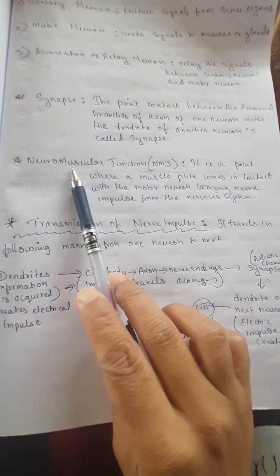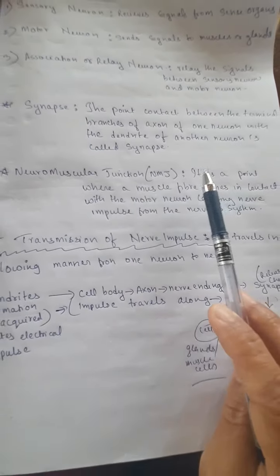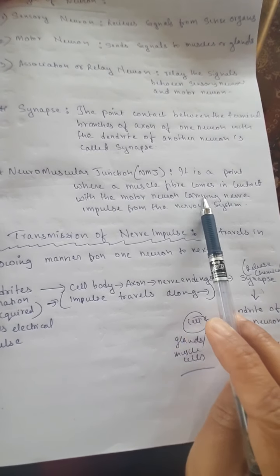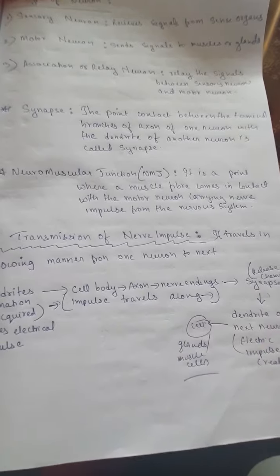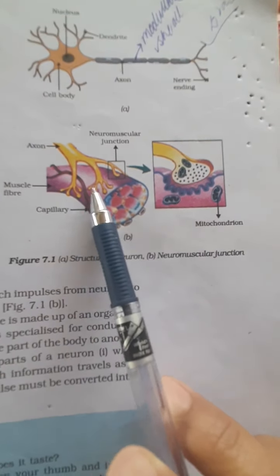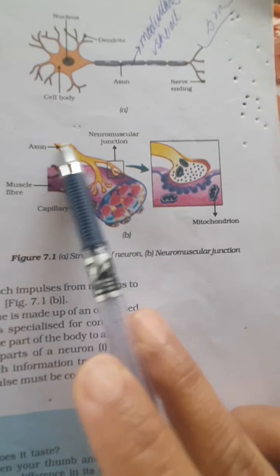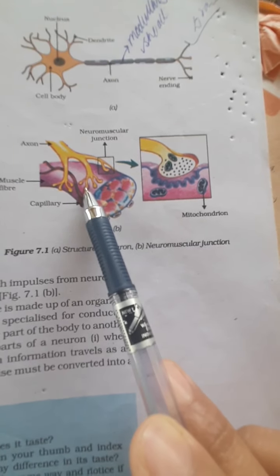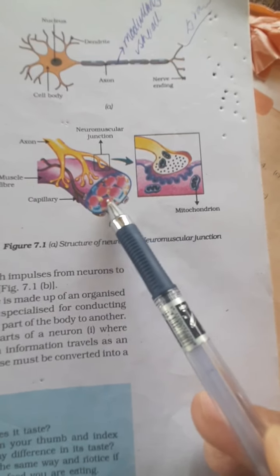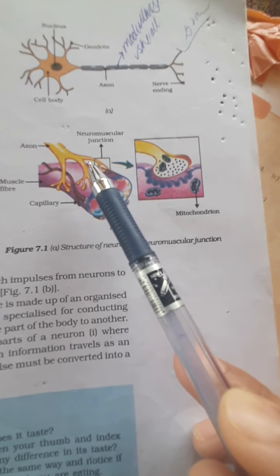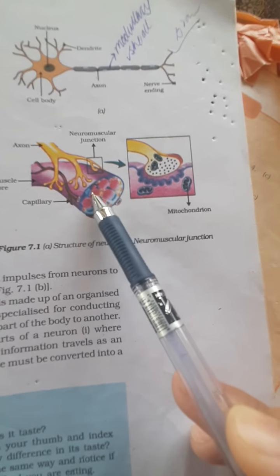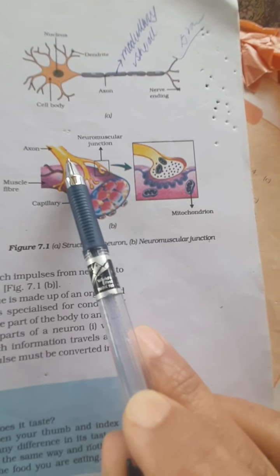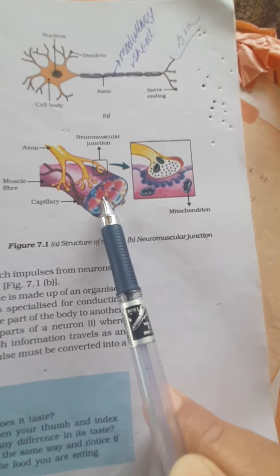Next term is the neuromuscular junction, NMJ. Now what is it? It is a point where a muscle fiber comes in contact with the motor neuron carrying nerve impulse from the nervous system. This is showing the neuromuscular junction. This one is the axon and this one is its ending, and this axon ending is attached to this muscle fiber. So the point of contact between this axon terminal and the muscle fiber is known as the neuromuscular junction. They also transfer information from nerve cells to the muscle cells for the action.